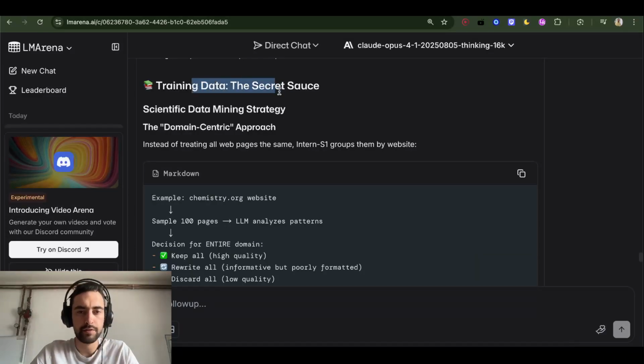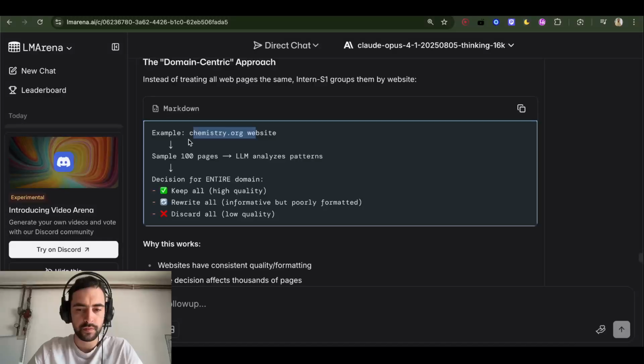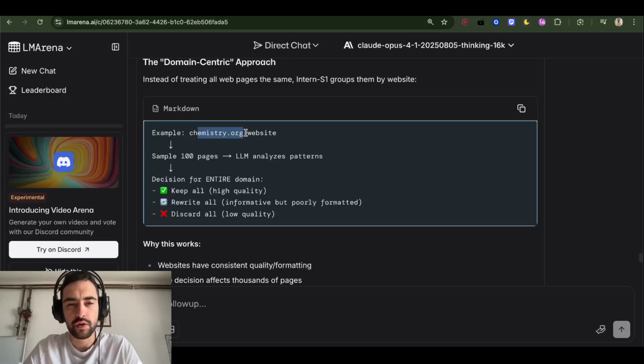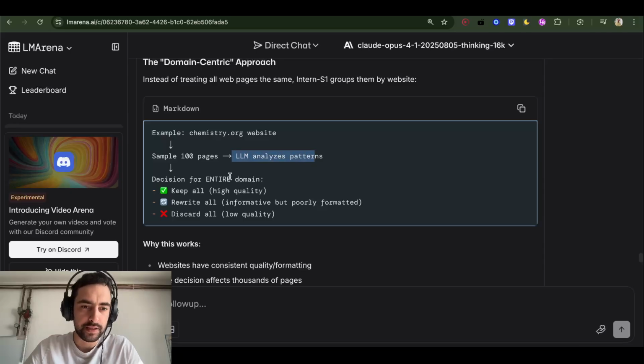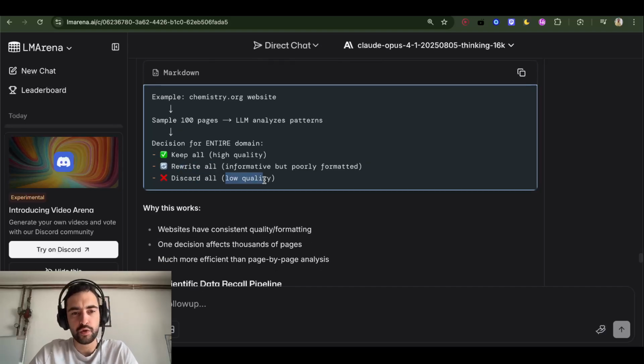Training data, the secret sauce. Instead of treating all web pages the same, Intern S1 groups them by website. Example, chemistry.org website: sample 100 pages, an LLM analyzes patterns, and makes a decision for the entire domain, I guess the entire 100 pages. Keep all if they're high quality, rewrite, this is kind of synthetic data, or discard if it's low quality. So rewrite if the information is good but poorly formatted.